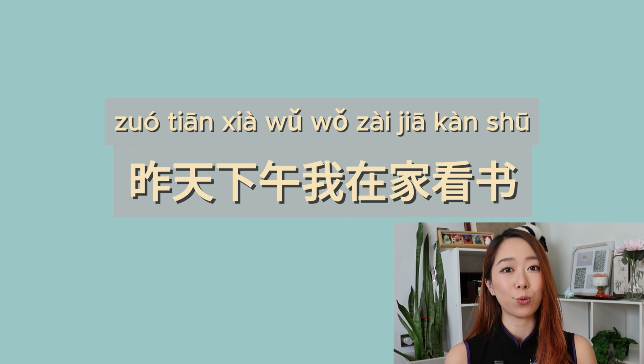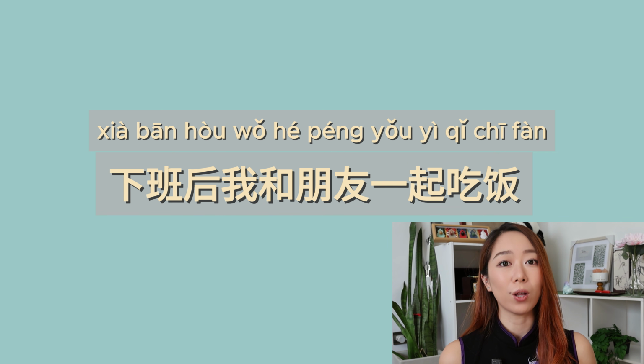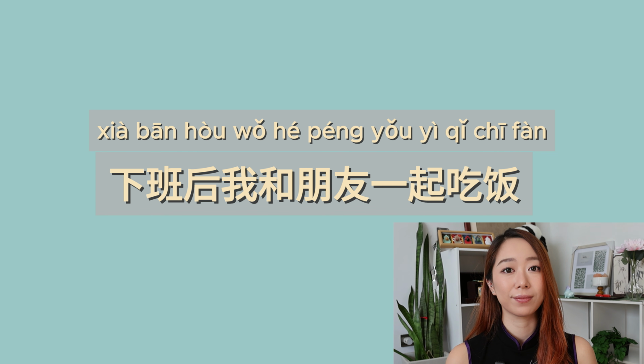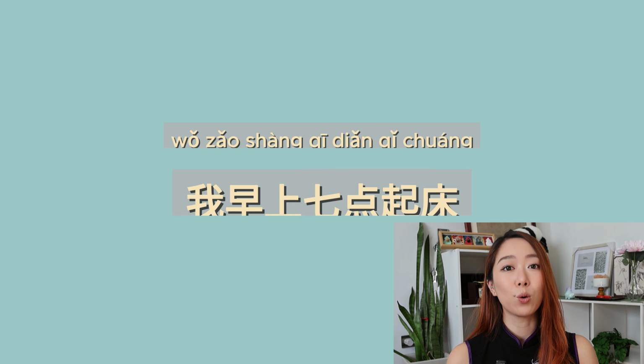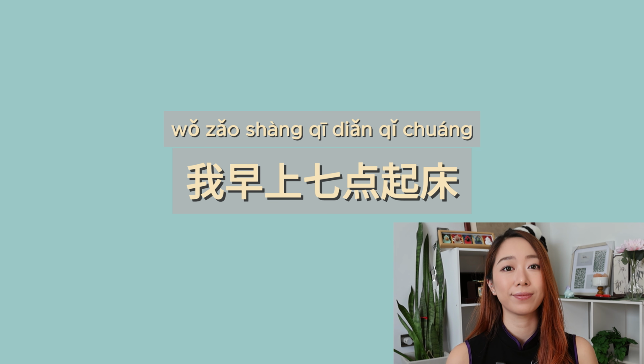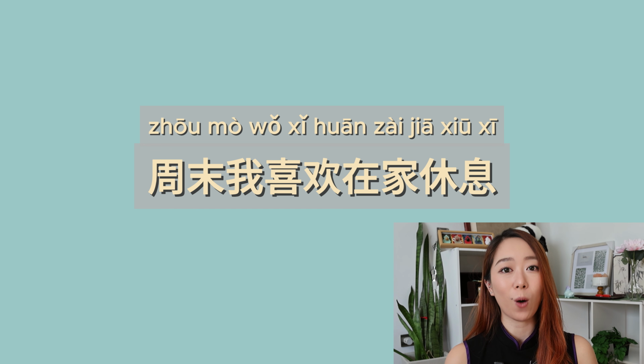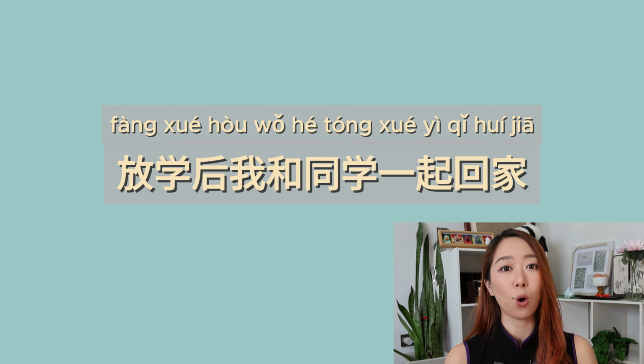Repeat after me. 昨天下午我在家看书。下班后，我和朋友一起吃饭。我早上7点起床。周末，我喜欢在家休息。放学后，我和同学一起回家。But why is Chinese like this?